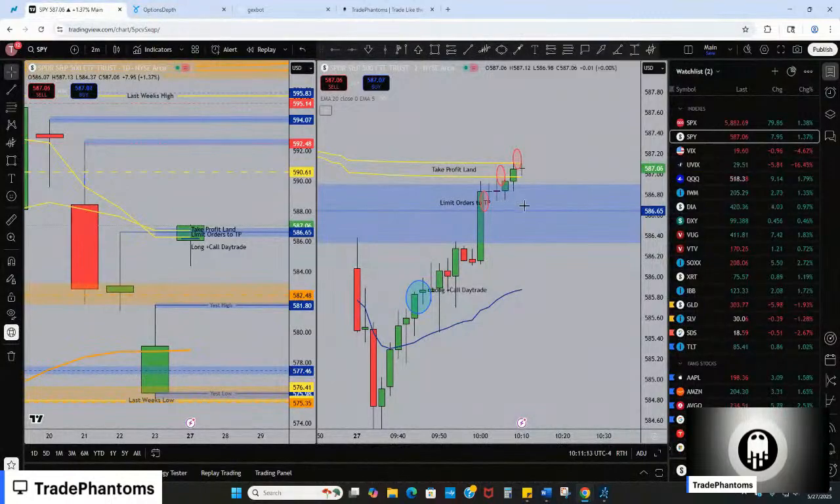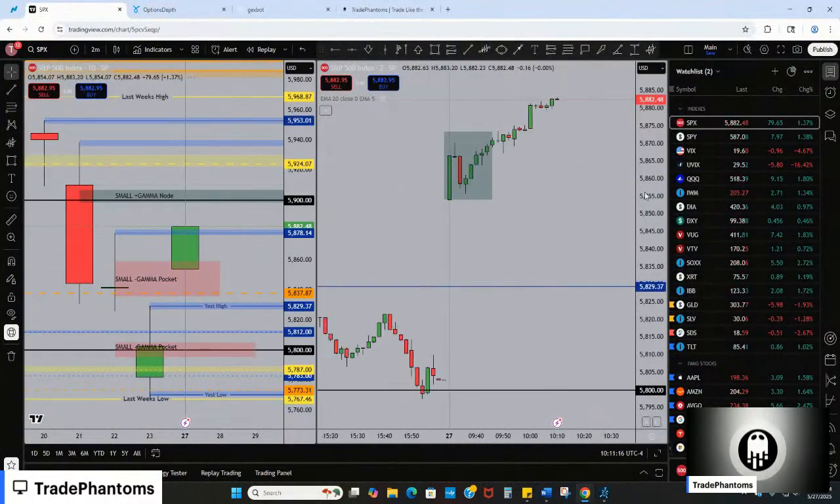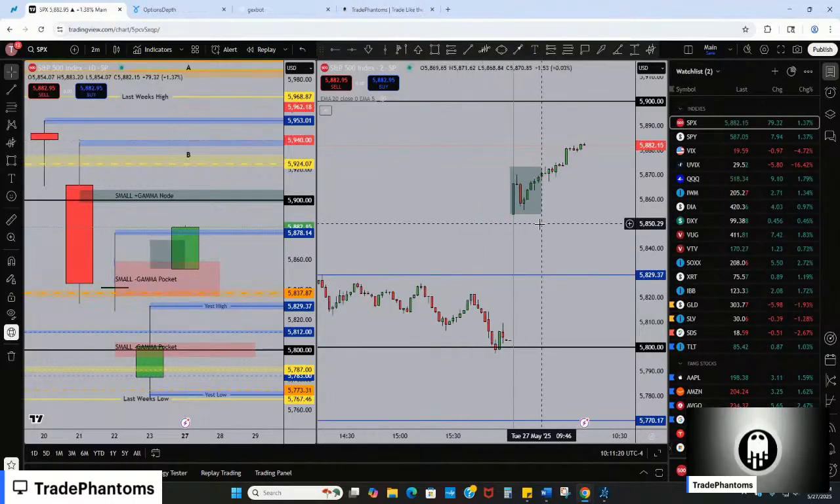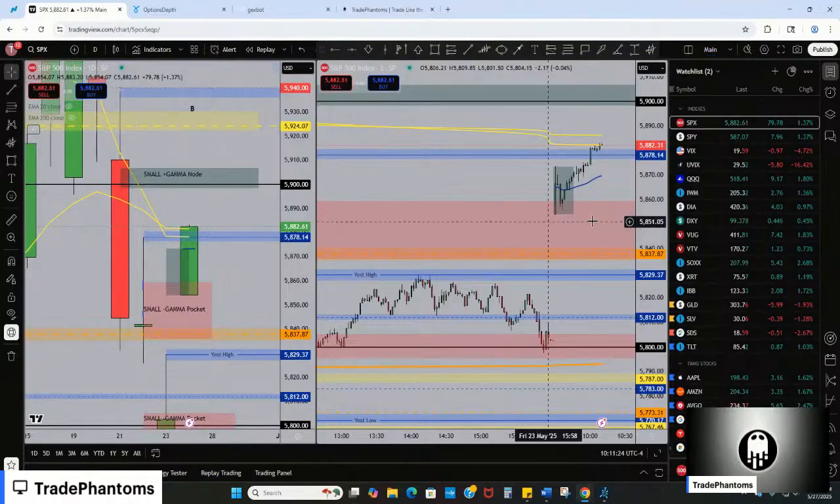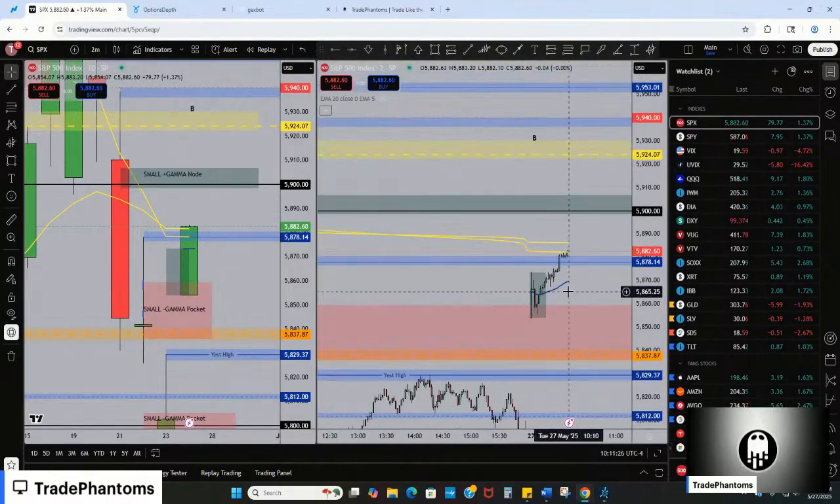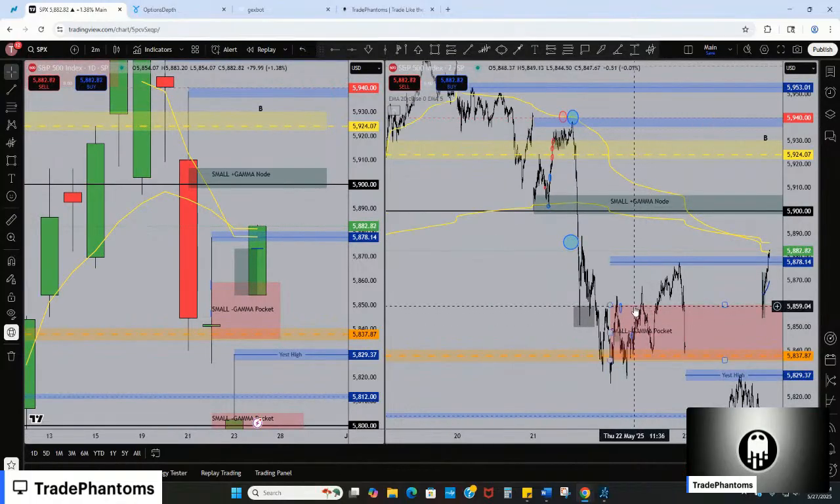Ultimately, can we get up to 5,900 on SPX? About 20 points away, give or take, right? Seems like it'll be pretty easy to get up there. NVIDIA's barely moving, because right now we're getting a slow grind tape.